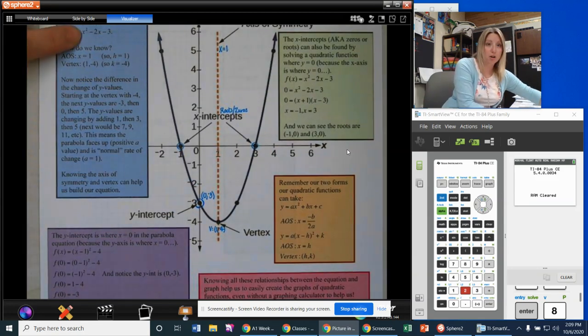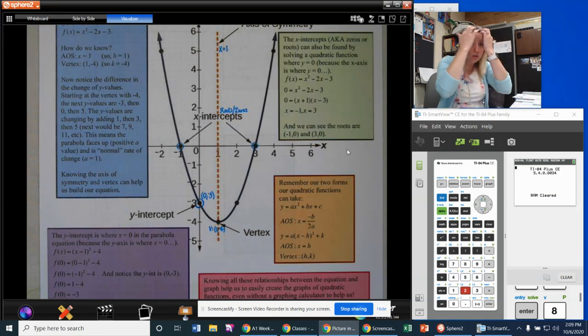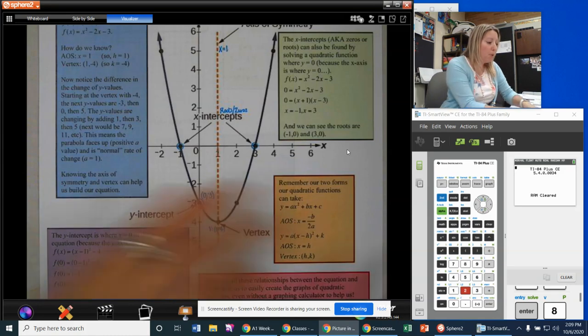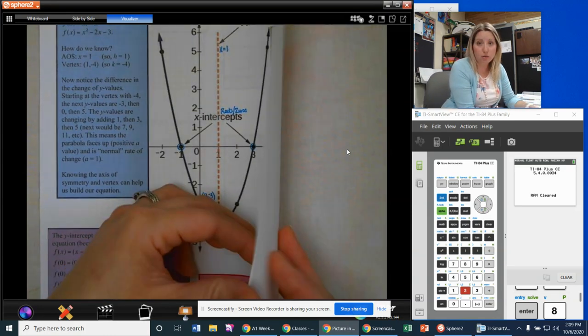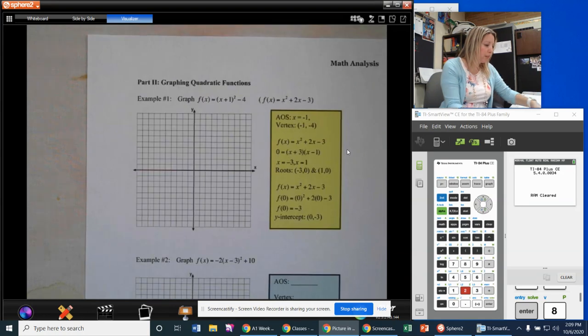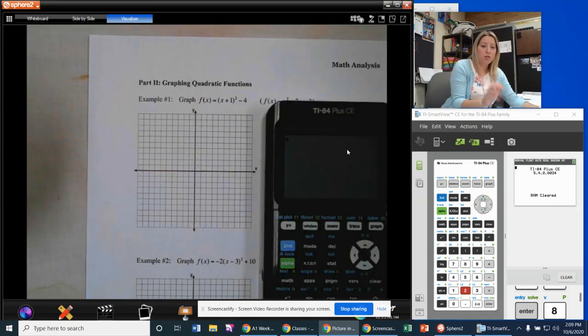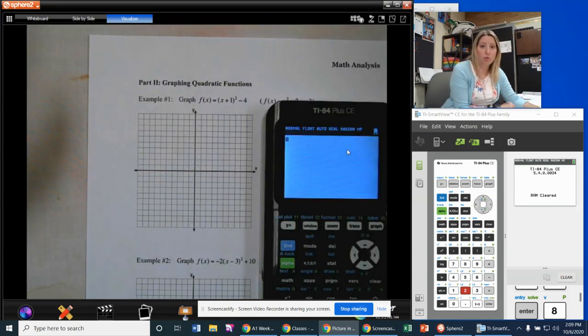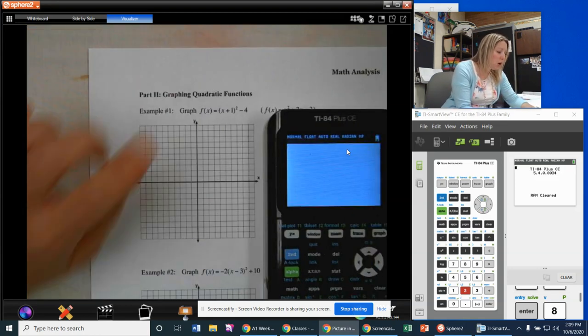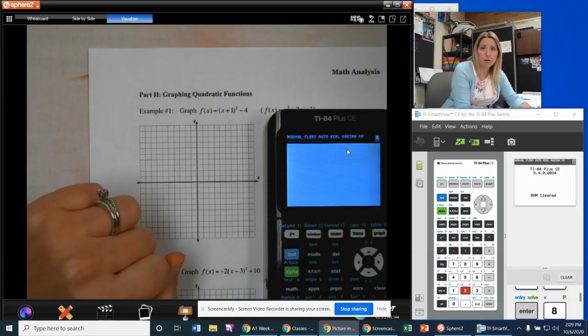Or here, I plug that in for X and that's how I get it. Because I know those relationships inside and out, it's so much easier for me to use that to graph. But you do not have to do that. What I'm telling you is you can use this graphing calculator to graph. I just want to show you this first, how to do it on your graphing calculator.